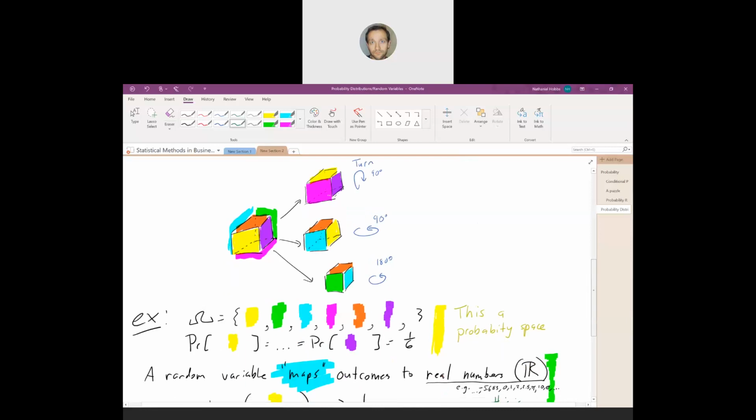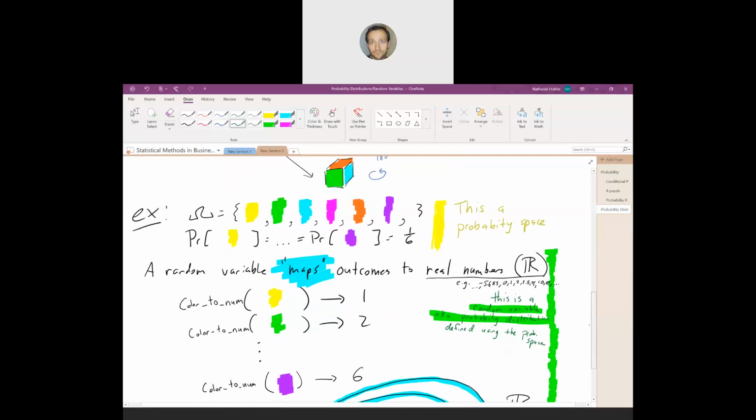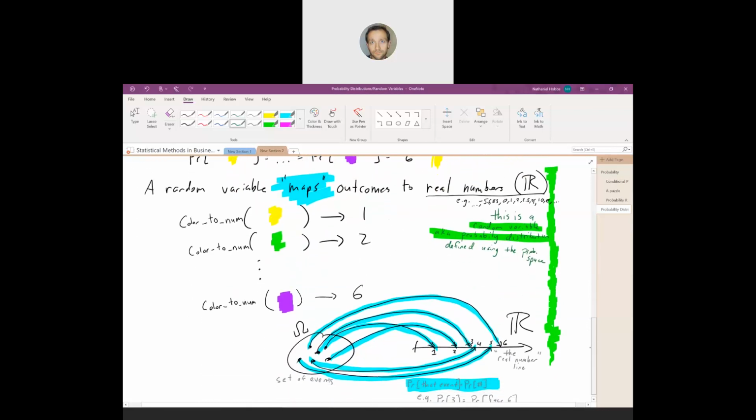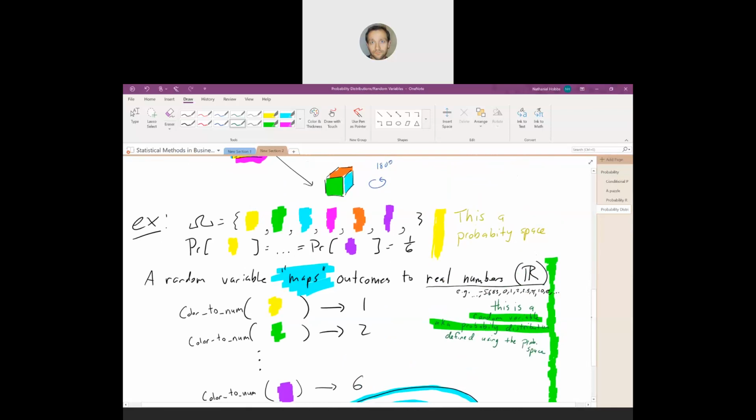Now, a random variable turns events into numbers. So let me start here. A random variable, when I say maps, what I mean is that it makes one thing into another. That's what maps means. And here it maps outcomes, so these are colors, to real numbers.